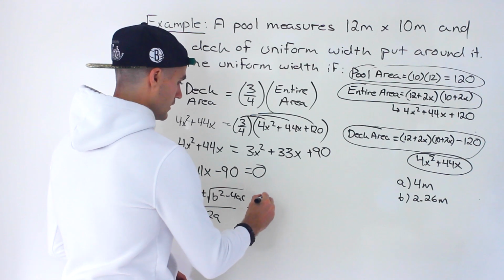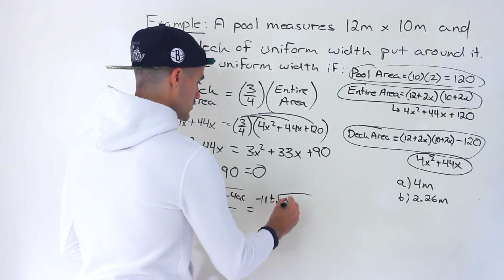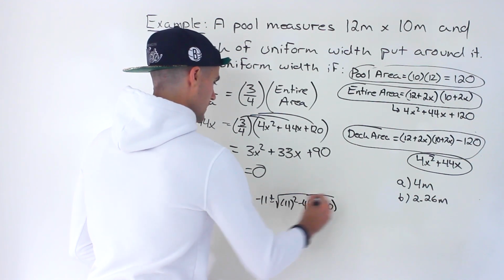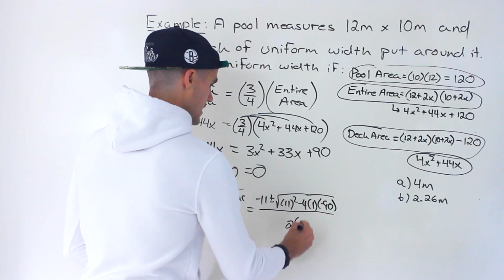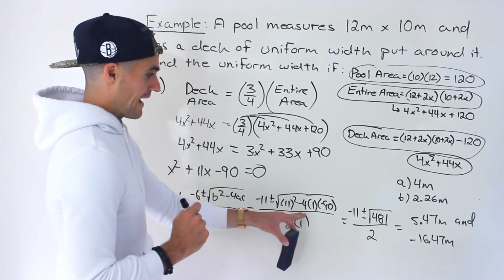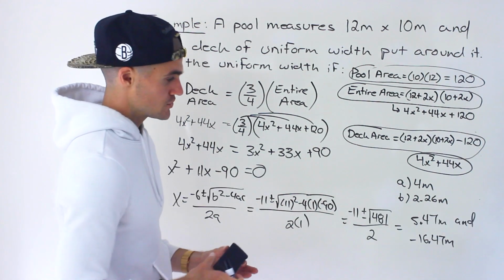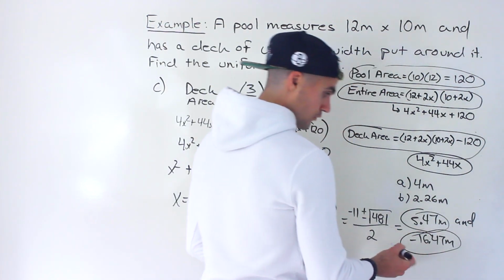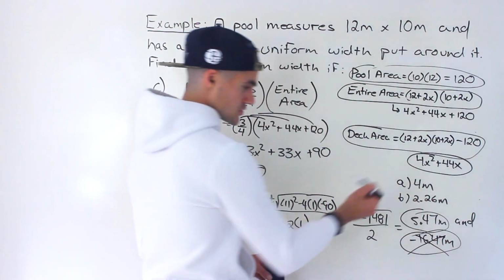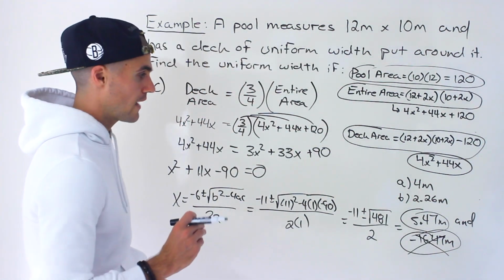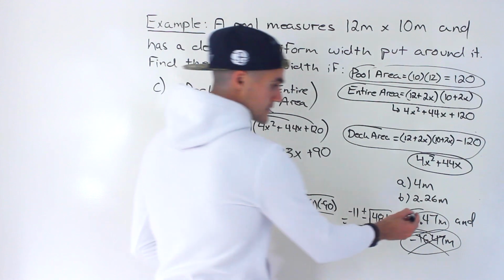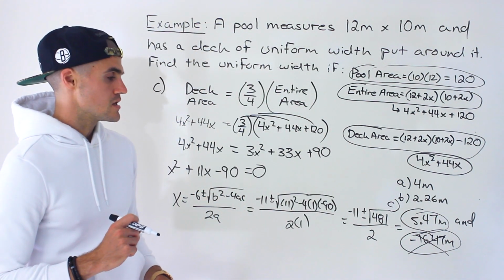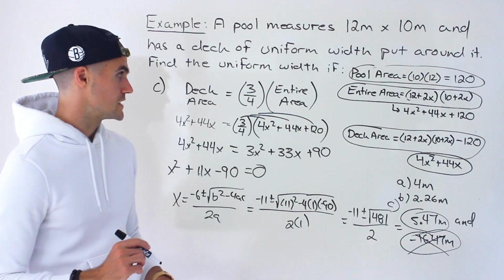So we'll have -11 plus or minus the square root of 11 squared minus 4 times the a value of 1 times the c value of -90. That's going to be all over 2 times that a value of 1. And that is going to simplify to this. So we're going to have two solutions because of this plus or minus. We're going to have 5.47 meters and then -16.47 meters. The negative, as we've mentioned in parts A and B, we would ignore that. And so the answer to part C is 5.47 meters. Okay, that's going to be the width of the deck, right?